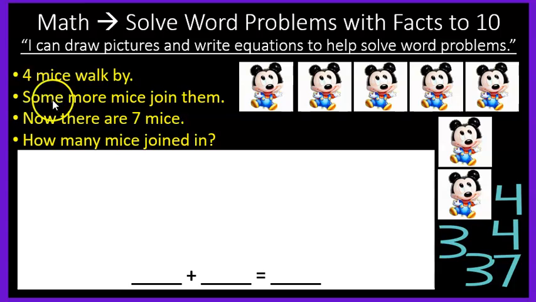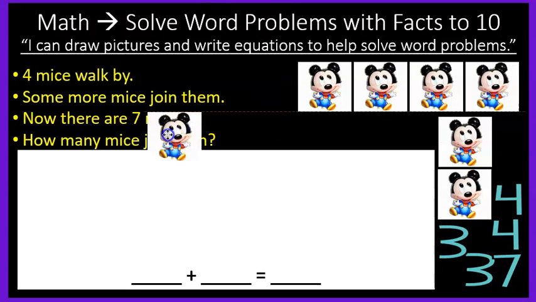Now, let's come to this first statement here. We're just going to focus on this first statement. Don't worry about the next 3 just yet. Let's read this. 4 mice walk by. What number is this, boys and girls? 4. Good job. So boys and girls, we have to put 4 mice right here. That's the first thing we do. So let's do that together.